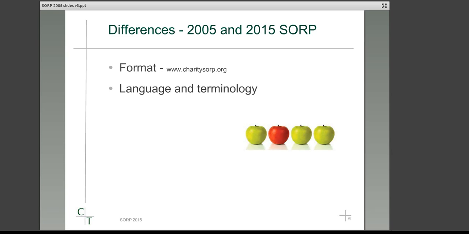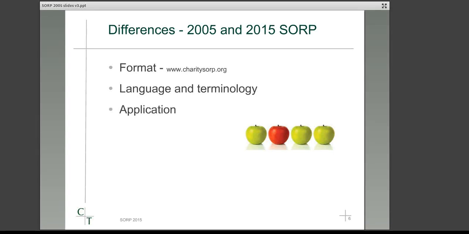I've also noted here terminology in the new versions of the SORP, because of the changes in certain types of the language that we use in the International Financial Reporting Standards, which has driven FRS 102. These changes in terminology will now flow down into the Statement of Recommended Practice, so you'll see some new terms that you might not have seen before.